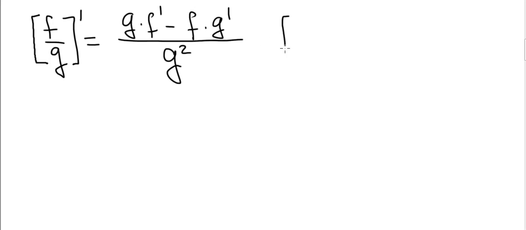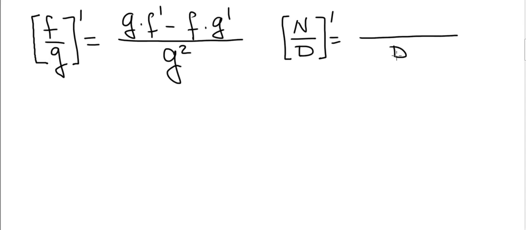One way to remember it is that when we call our functions n for the numerator and d for the denominator, so (n over d)' is equal to d squared in the denominator and then d times n prime minus n times d prime in the numerator.